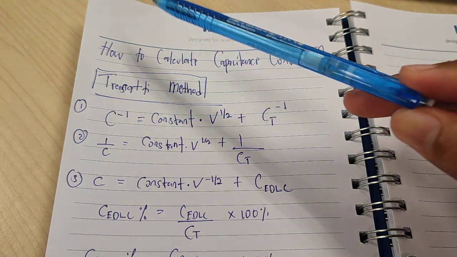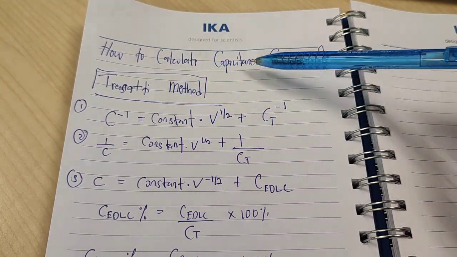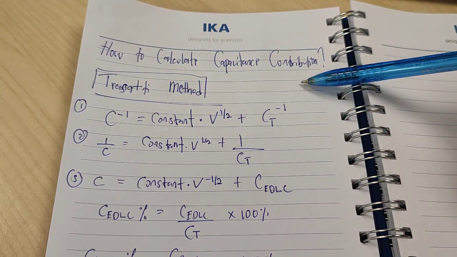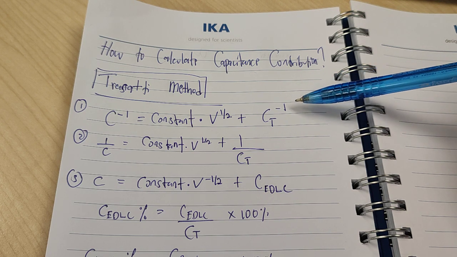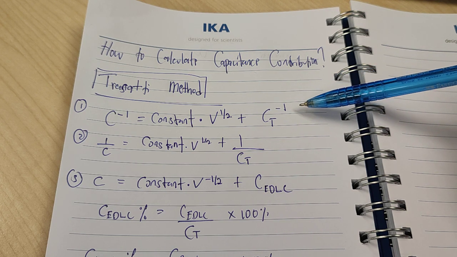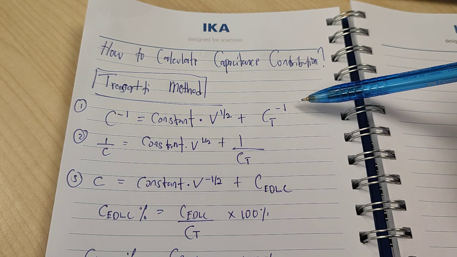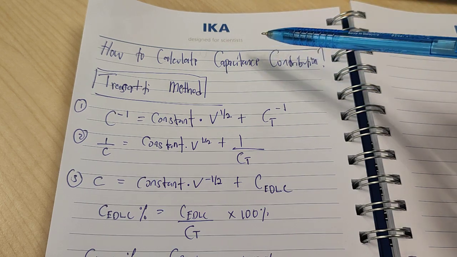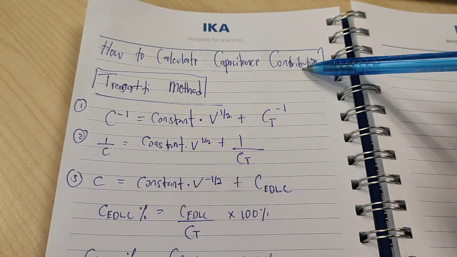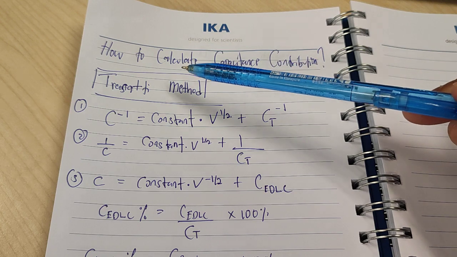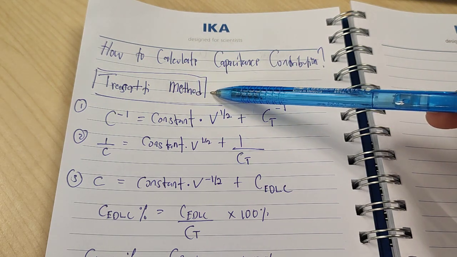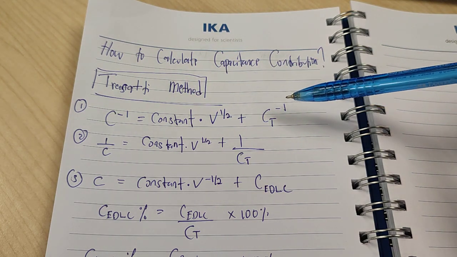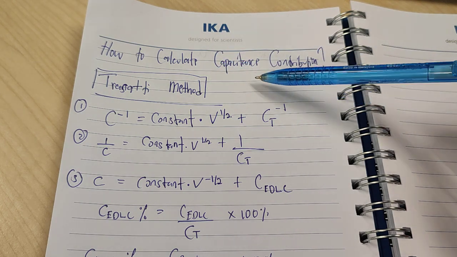So today I'm going to teach you how to calculate capacitance contribution, especially for supercapacitors. If you are making a composite material that has a combination of pseudocapacitor and EDLC, you can calculate the capacitance contribution using the Trasatti method. We have two methods, the Dunn method and the Trasatti method.